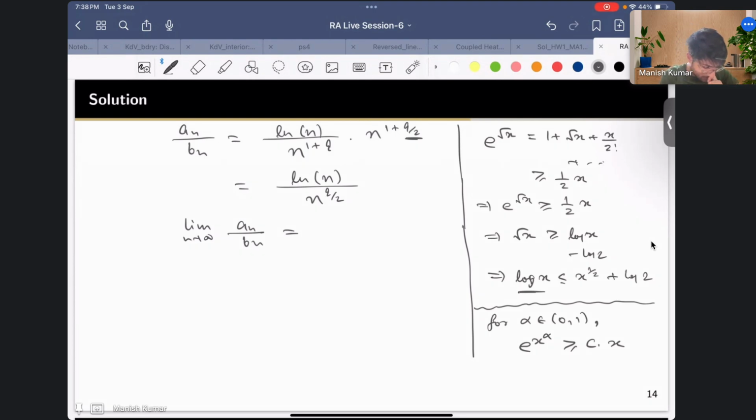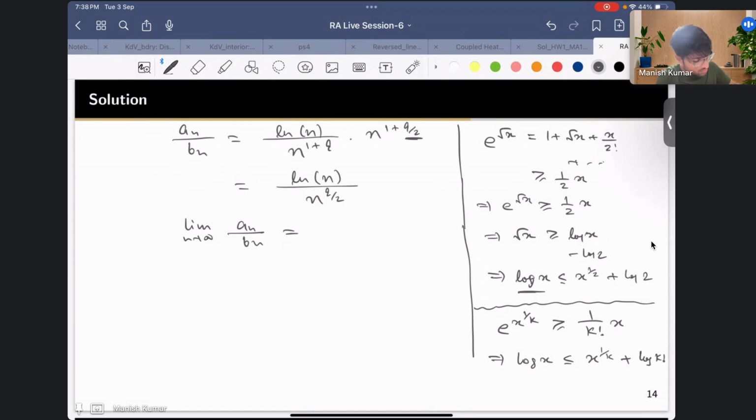So let me write e raised to the power x to the 1 by k, for some k. Then I can say this is greater than or equal to c times x, because at the kth level, if I take the kth power, more precisely it would be 1 by factorial k times x. Now again you take the log, so what you get is log x is less than or equal to x to the 1 by k plus log factorial k. So this is just a constant.